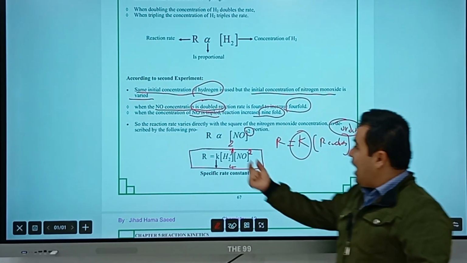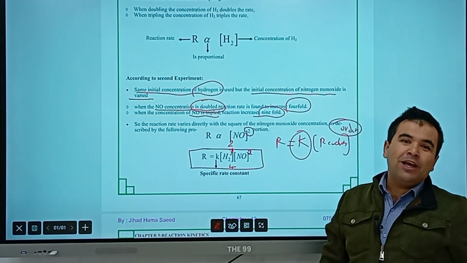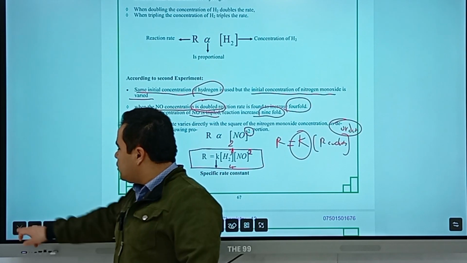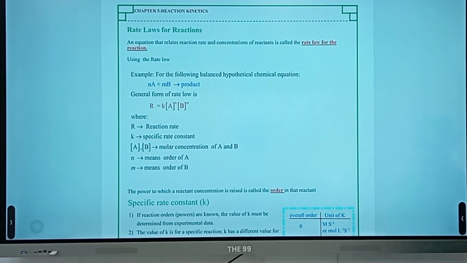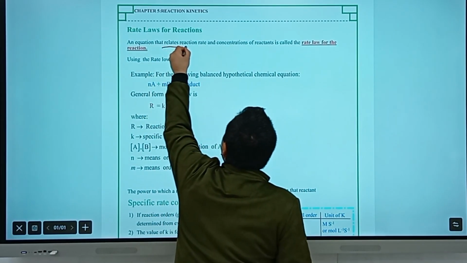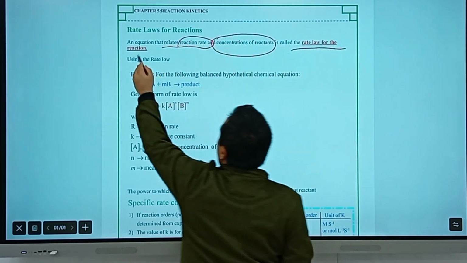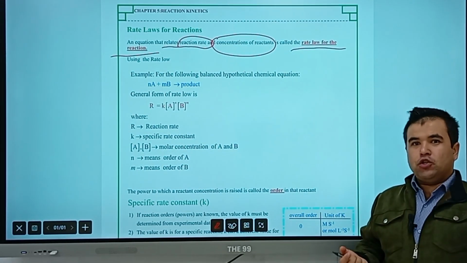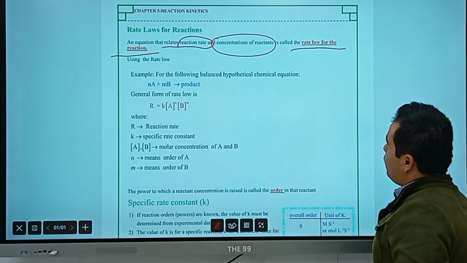So as you can see, hydrogen and nitrogen monoxide have different effects on the rate of the reaction. As I told you, the chemicals in the reactants affect the rate of the reaction differently. How do we write the rate law for the reaction, guys? An equation that relates the reaction rate and the concentration of reactants is called the rate law of the reaction. The rate law represents the relationship between the reactant concentration and the rate of reaction.